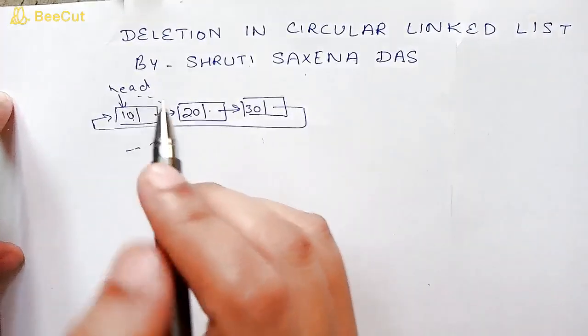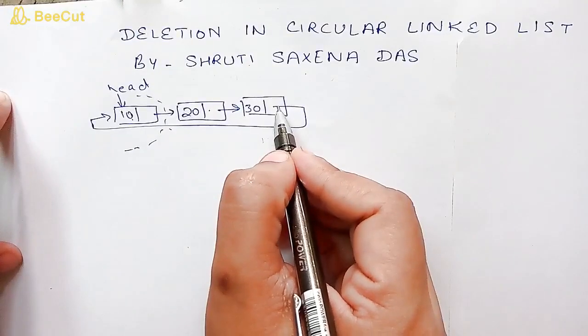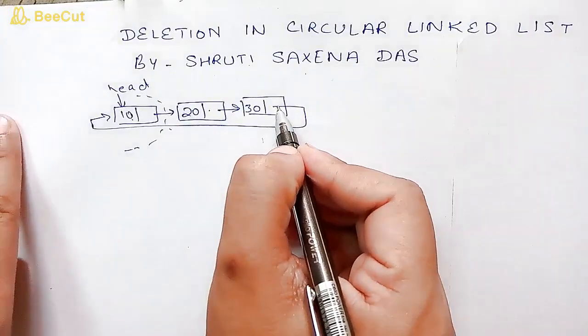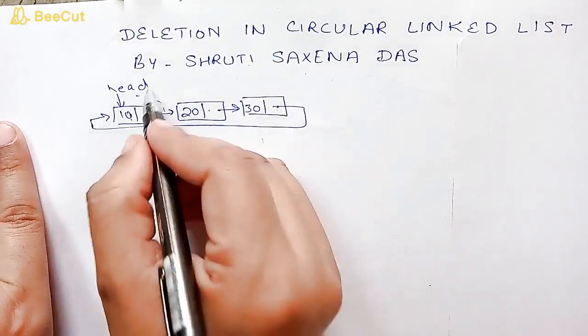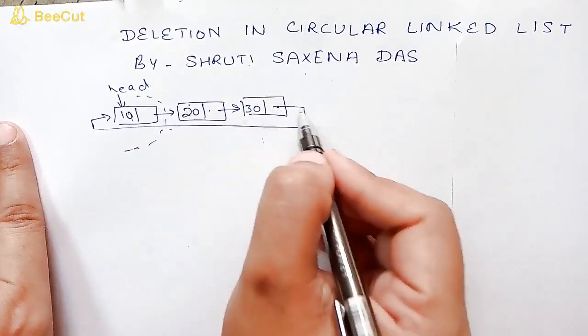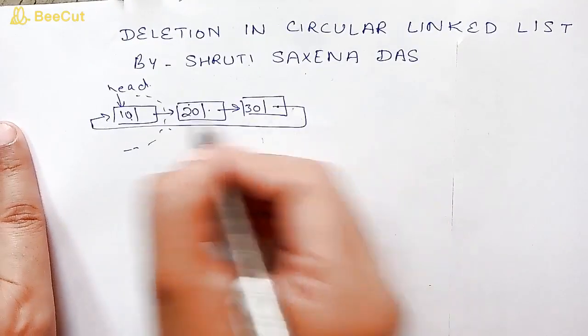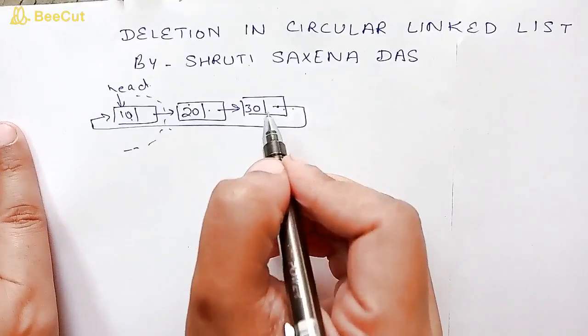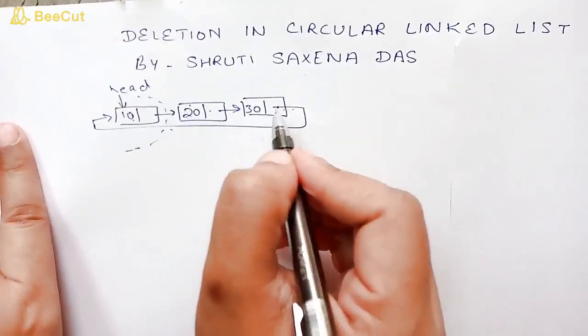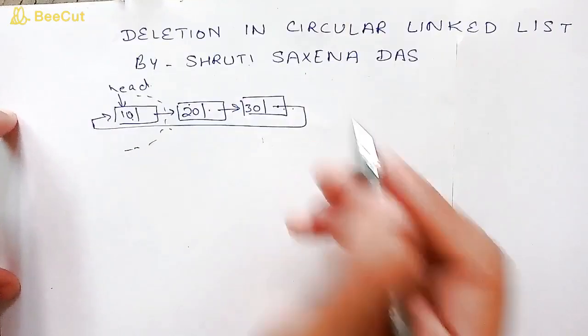That's it. Automatically this particular link will be modified because this is containing the address of head. If you are modifying the value of head, automatically this will be modified. So no need to traverse till this point, no need to do all the modifications over here. Automatically it will be modified as it is containing the address of head.